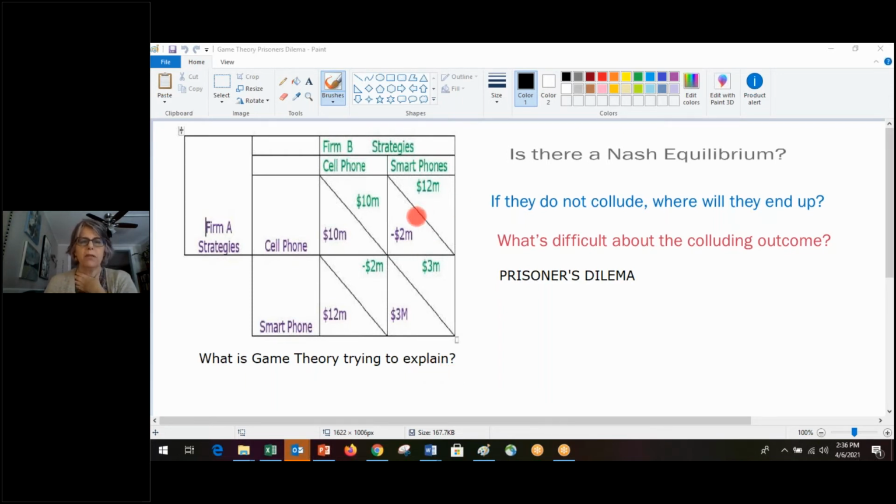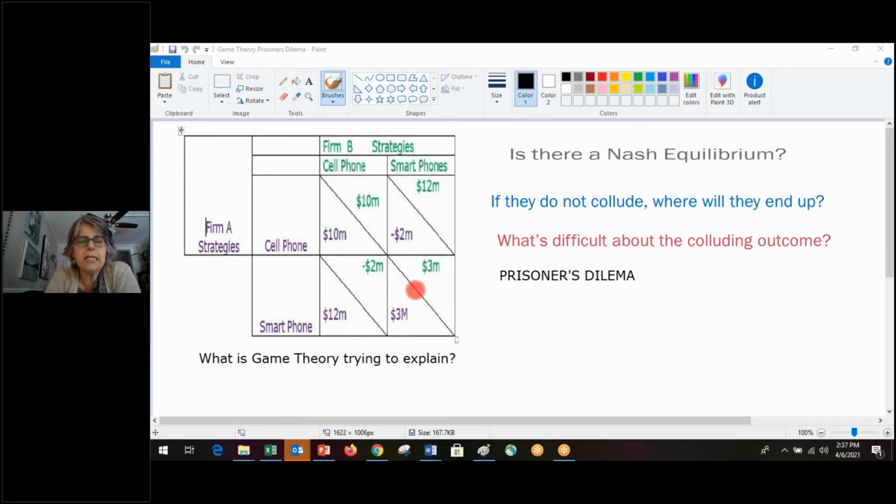Let's just pick a spot. We can pick any spot you want. Let's start in this spot. Here, firm B is making smartphones and firm A is making cell phones. Firm B is making $12 million. Firm A is making -$2 million. So clearly, firm A needs to change its behavior. Now firm A is going to say, I'm not going to sell cell phones, I'm going to sell smartphones. They're already selling smartphones, so you end up in this quadrant right here, 3 and 3.